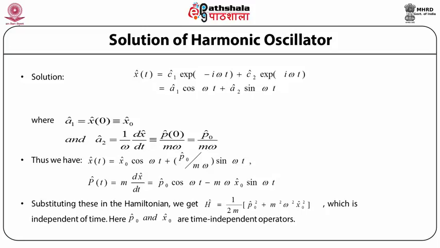Substituting these in the Hamiltonian, we get the Hamiltonian operator H is equal to 1 upon twice the mass times within brackets operator p_0 squared plus mass squared times angular frequency squared times operator x_0 squared. And we see that the Hamiltonian operator as defined in this equation is independent of time. Here the momentum operator p_0 and the position operator x_0 are both time independent operators.